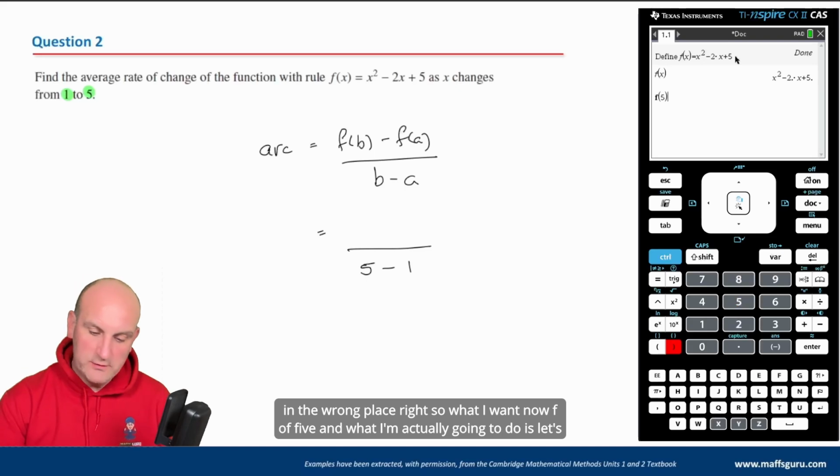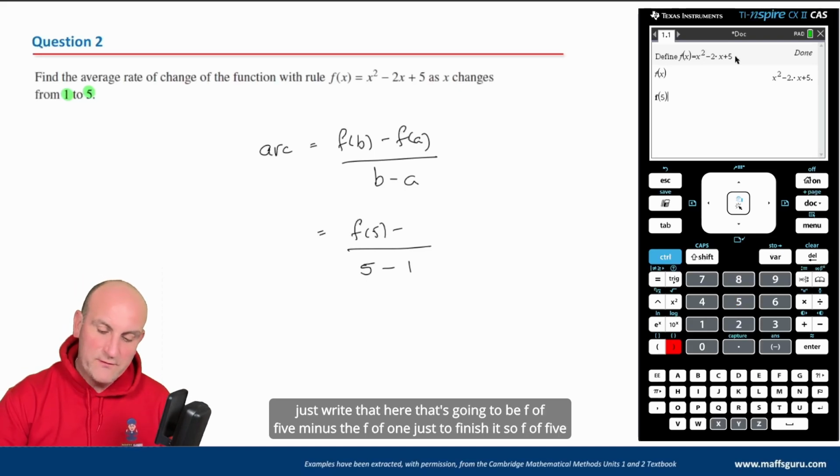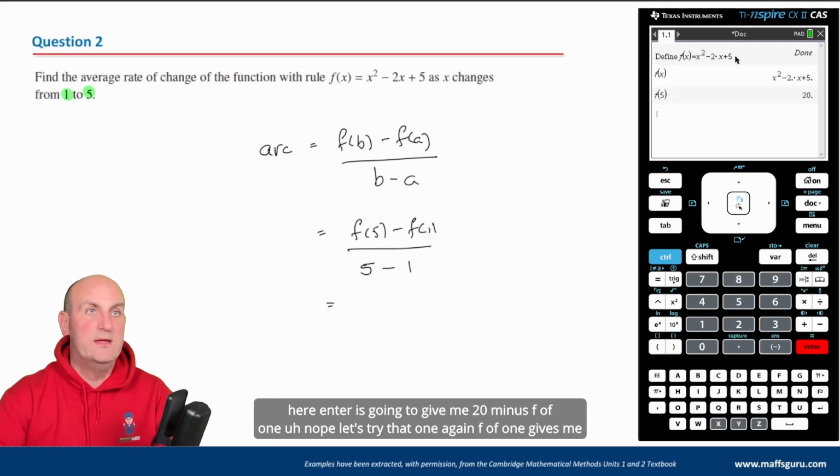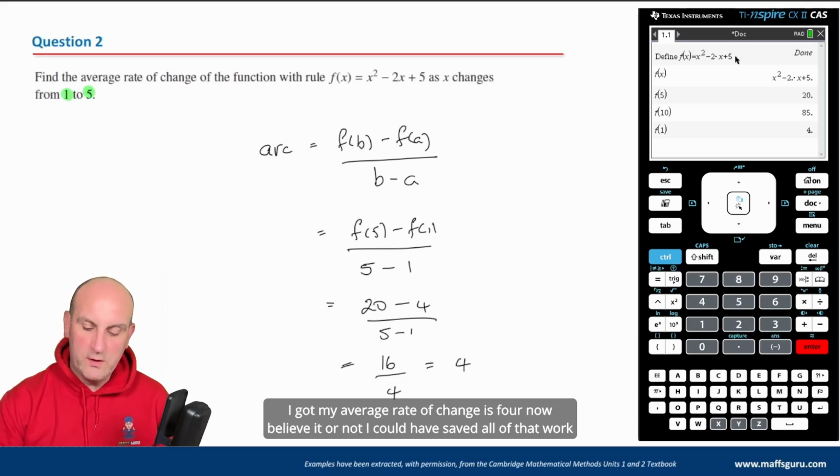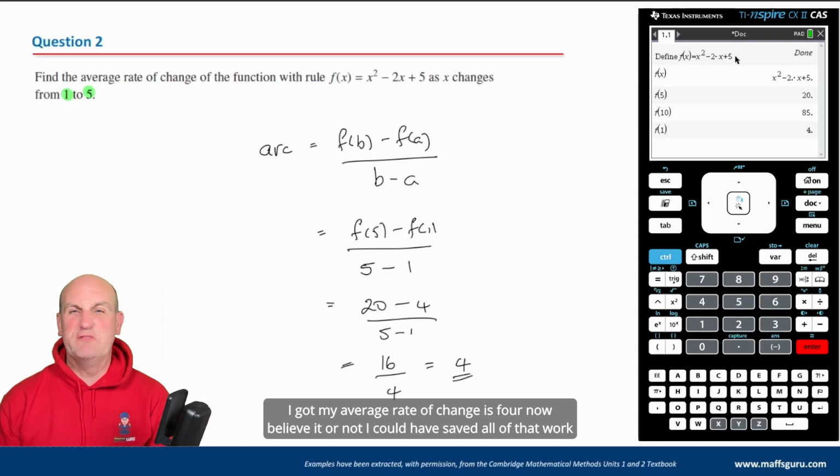And what I'm actually going to do is, let's just write that here. That's going to be f of 5 minus f of 1, just to finish it. So f of 5, hit enter, is going to give me 20, minus f of 1, let's try that again, f of 1 gives me 4, on 5 minus 1, and then some basic maths. 20 minus 4 is 16. 5 minus 1 is 4. And so I got my average rate of change is 4.